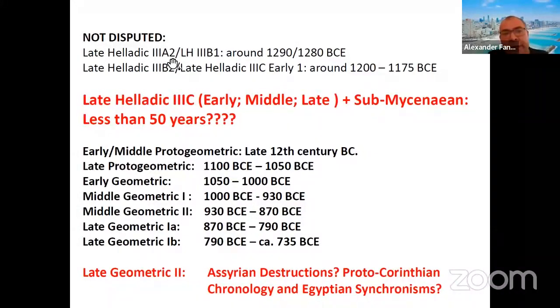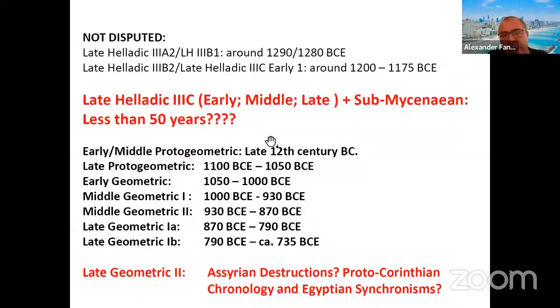The transition between late Helladic 3A2 and late Helladic 3B1 should be set around 1290, 1280. The transition between late Helladic 3B2 and late Helladic 3C early 1 should be set around somewhere in the first quarter of the 12th century. So it's undisputable, at least in my opinion.